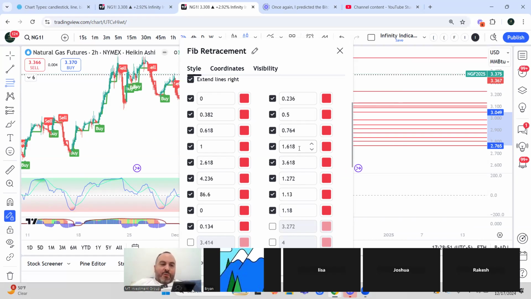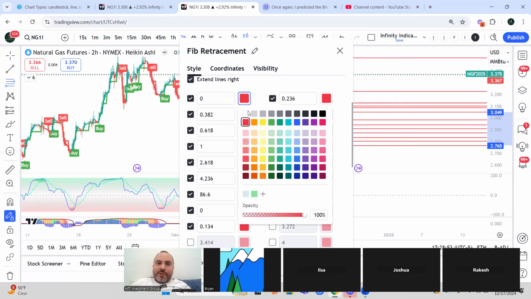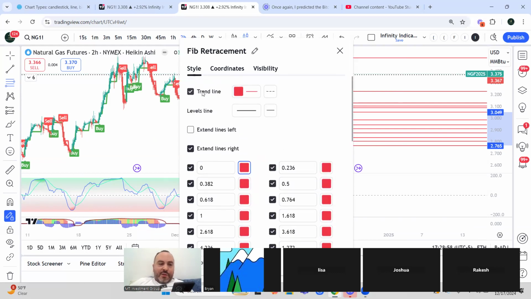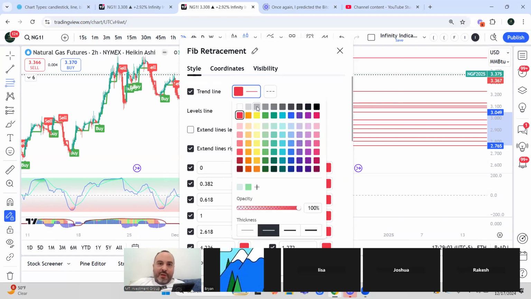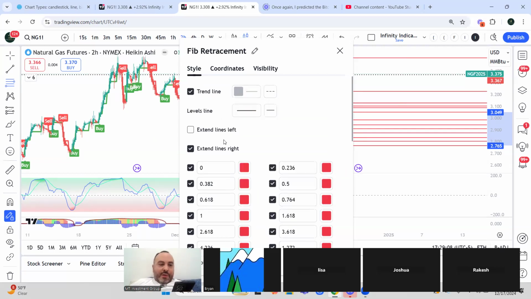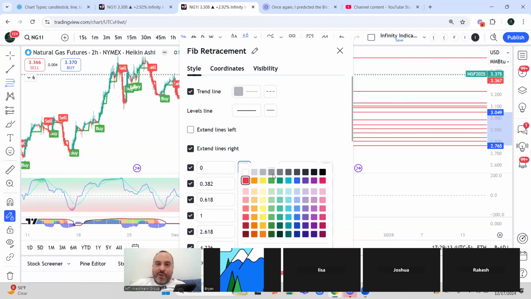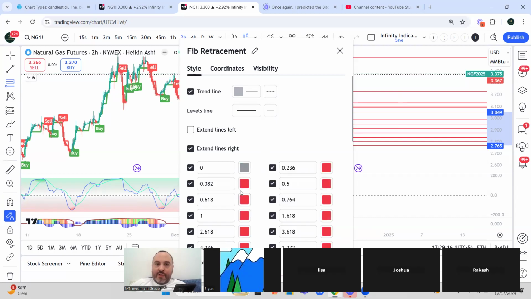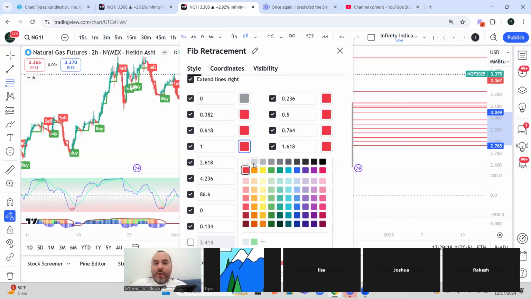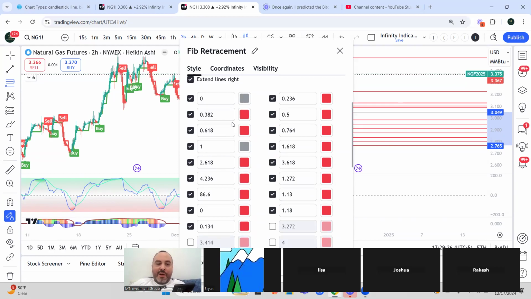Okay. So first let's start here, I guess. Your trend line is going to be a line, and it's going to be gray. Then your 0 and your 100 are both also going to be gray. Try and make them the same color, and you'll see why in a minute.